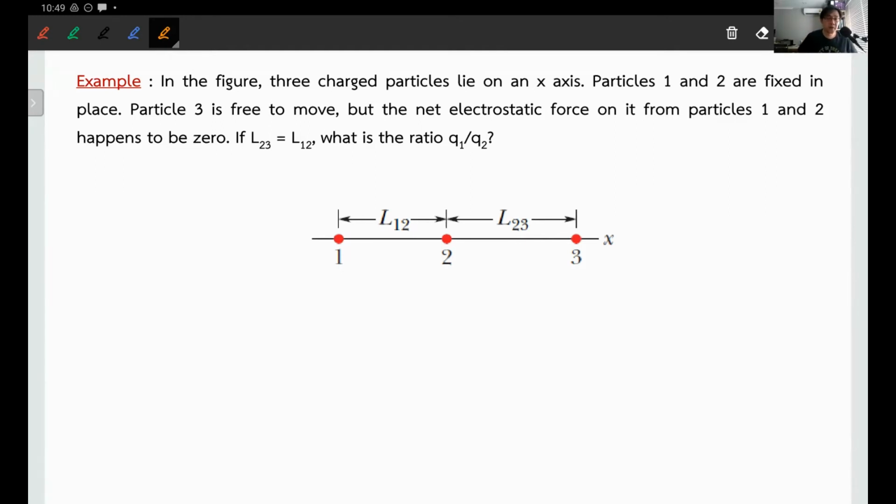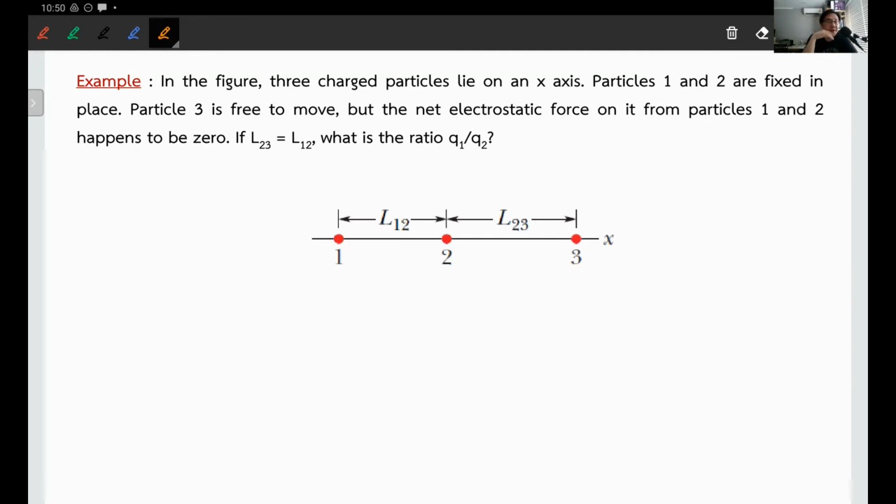In the figure, 3 charged particles lie on an x-axis. Particles 1 and 2 are fixed in place. Particle 3 is free to move, but the net electrostatic force on it due to particles 1 and 2 happens to be 0. If the distances are the same, L12 and L23 equal, what is the ratio of the charge between Q1 and Q2? Okay, this is good.